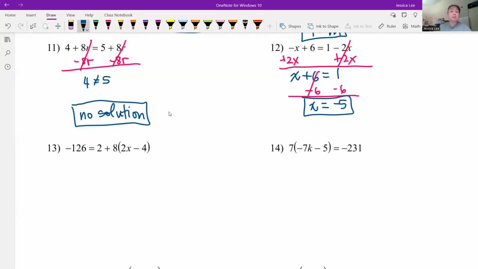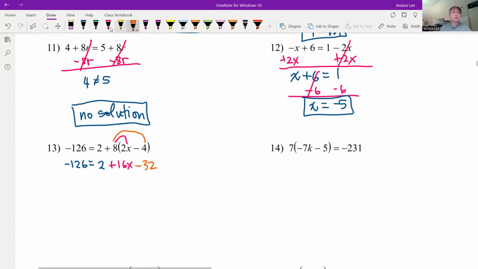All right, we're getting to slightly more complex things. Let's take a look here. We have parentheses. We've got to get rid of that first. Let me copy down all the things leading up to that point. So I have -126 is equal to 2, and then 8 times 2x is going to be plus 16x. The next part is 8 times -4, because how many 2x minus 4s do we have? We have 8 of them. So 8 times -4 is going to be -32.